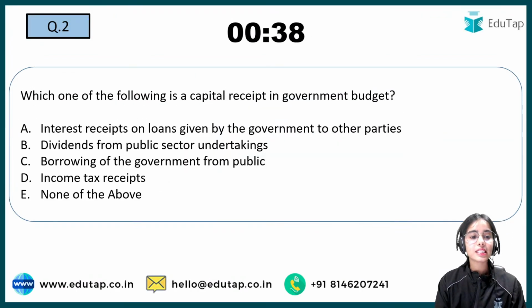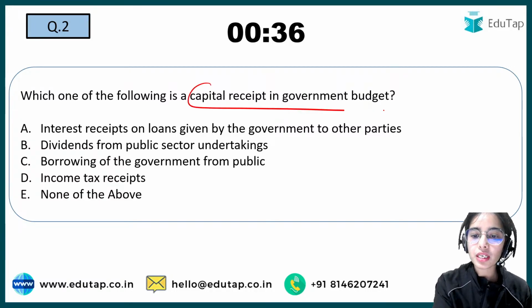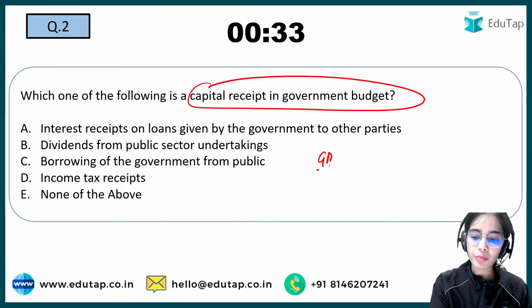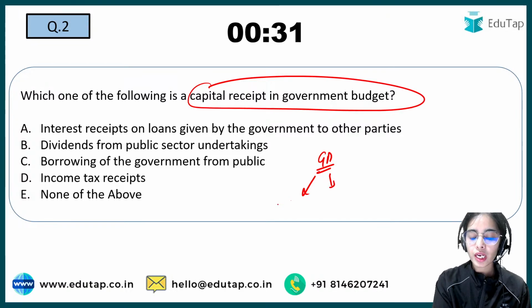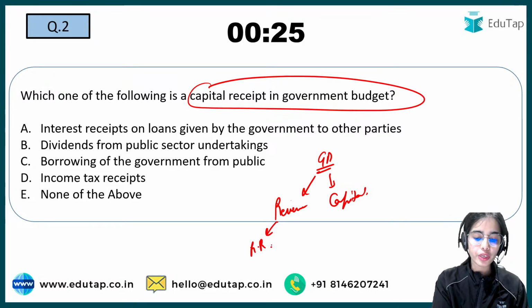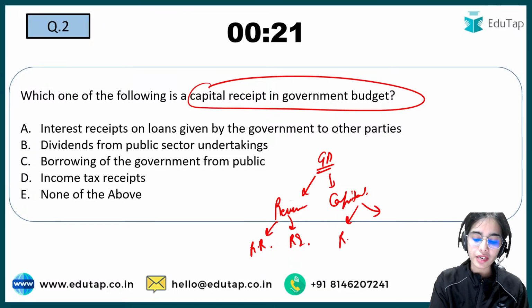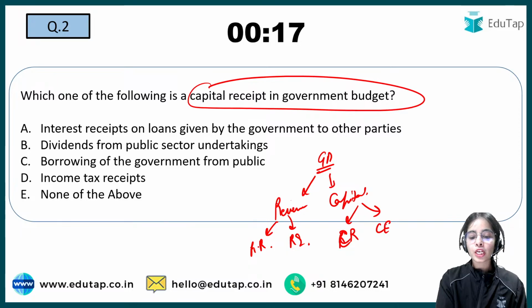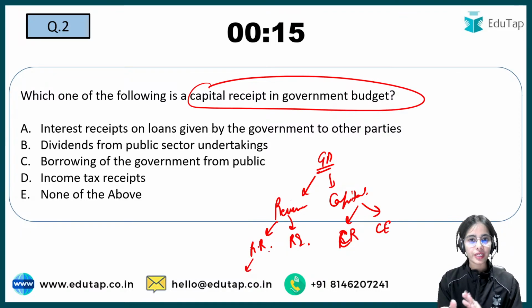Yes. So next is, which one of the following is a capital receipt in the government budget? In the government budget, there are two budgets, we can say, the revenue budget and the capital budget. Revenue budget includes revenue receipts and revenue expenditure. Capital budget includes the capital receipts and the capital expenditure.